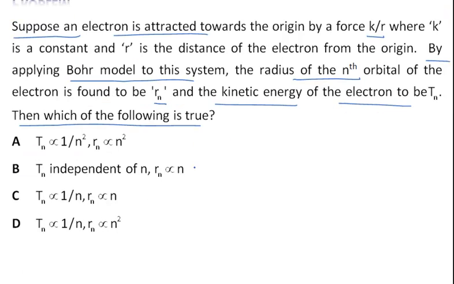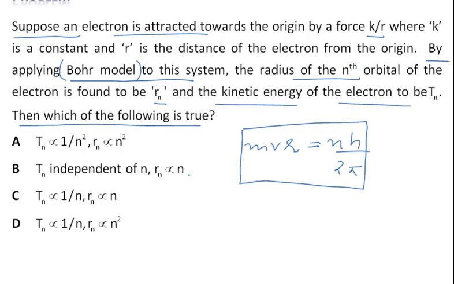Okay, now what does Bohr model mean? It means that mvr, that is angular momentum, is an integral multiple of nh by 2 pi, or you can say that this is constant.